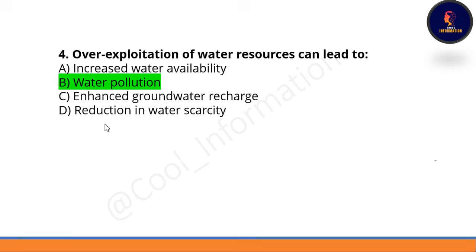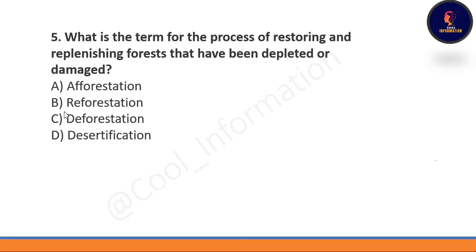Now most of you will be confused how water pollution is the result of overuse of water. Now see, if we overuse the water, then the level of the groundwater will decrease, and the concentration of the pollutants will increase, and hence water pollution will increase. So option B will be correct, water pollution.